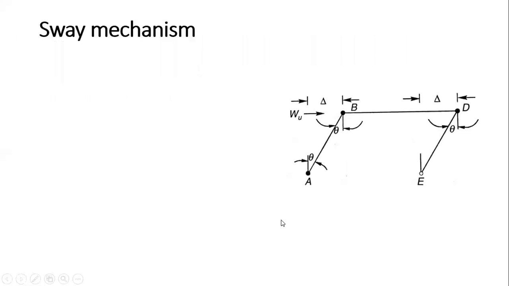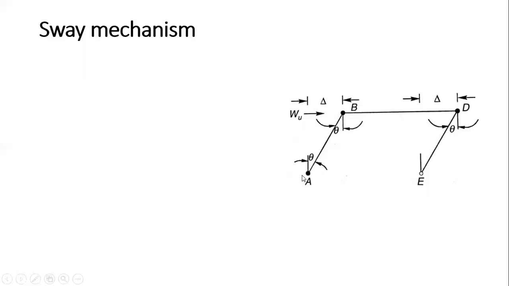Now come to the sway mechanism. Under the action of this horizontal load, the frame will deflect to the right side. So this is my deflection delta here and delta here. Now where are the possible locations of plastic hinges?